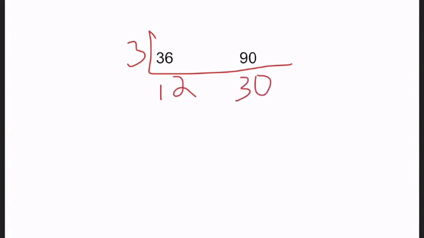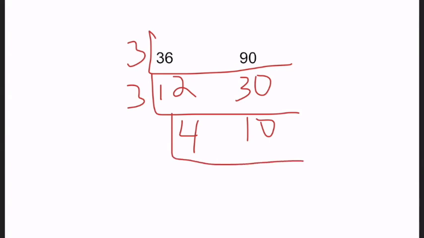Okay, 36 and 90. What I'm going to do is divide by 3. So I get 12 and I get 30. Now I could divide by 3 again. 3 goes into 12 4 times. 3 goes into 30 10 times. I notice I could divide by 2 now. 2 goes into 4 2 times. 2 goes into 10 5 times.